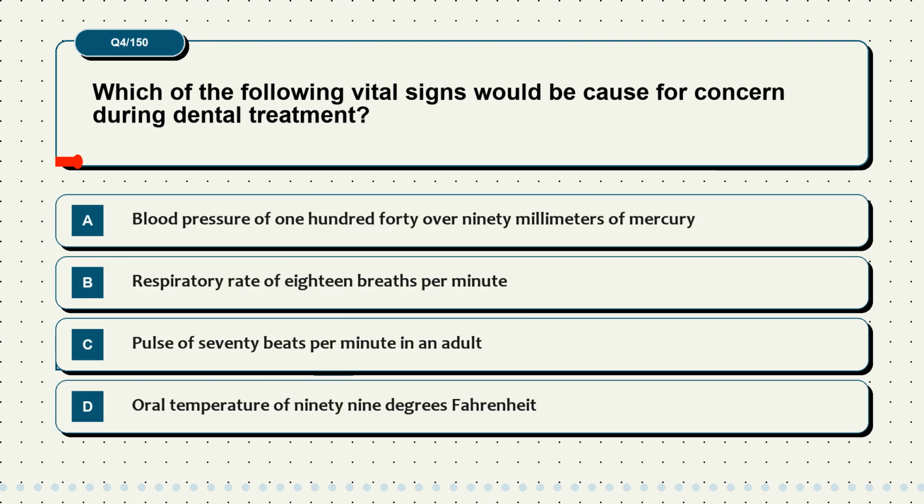Question 4. Which of the following vital signs would be cause for concern during dental treatment? Here are the options. Option A. Blood pressure of 140/90 millimeters of mercury. Option B. Respiratory rate of 18 breaths per minute. Option C. Pulse of 70 beats per minute in an adult. Option D. Oral temperature of 99 degrees Fahrenheit.